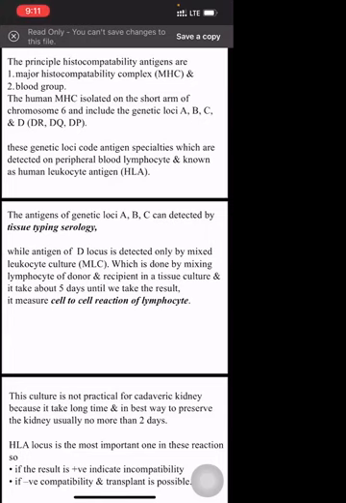A, B, C we can do by tissue typing serology, but the D locus we should do by mixed leukocyte culture. So we take leukocytes from the donor, leukocytes from the recipient, and put them in a tissue culture. It takes about 5 days until we get the result. It measures cell-to-cell reaction of lymphocytes.